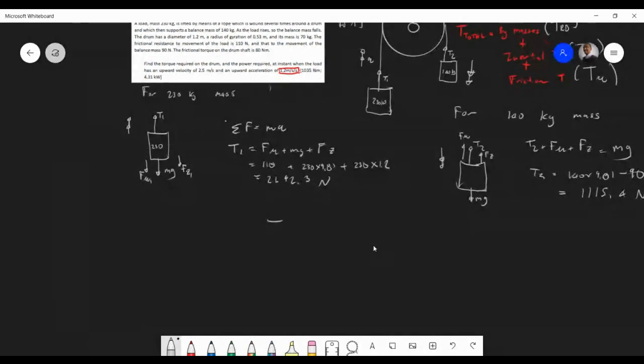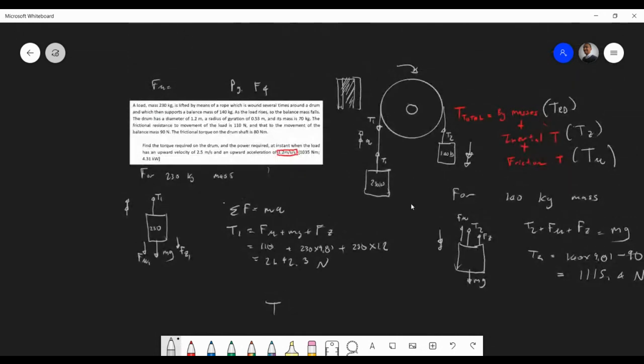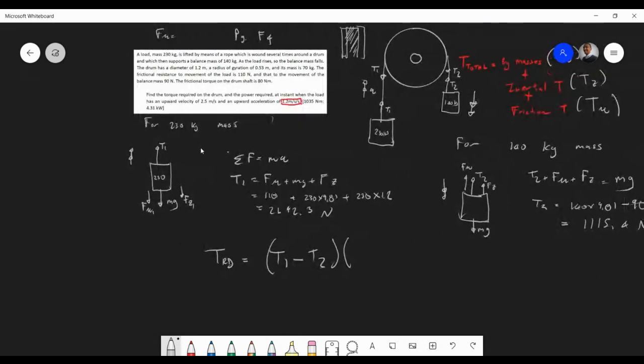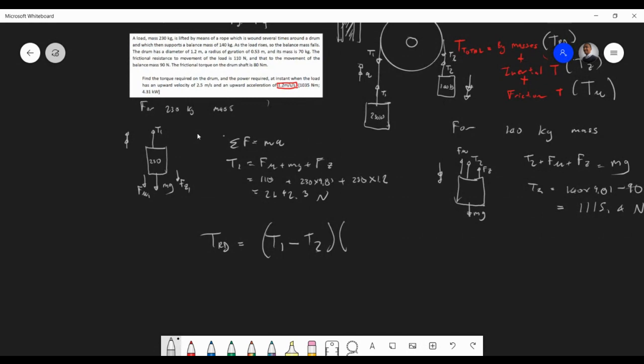Okay, so to find the net torque on the drum, this will be over here, and of course this will be over here. That's T2. So T1 minus T2, this is going to be TRD. So it's just a very simple thing. We're just subtracting the two tensions, and then the diameter was given to us, and that was at T over 2.